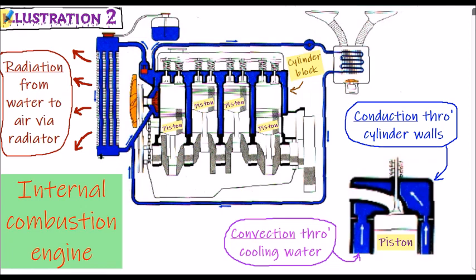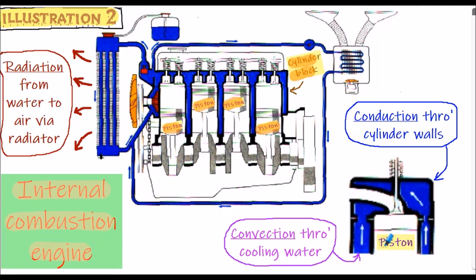And our final illustration, illustration 2, relates to the internal combustion engine, diagrammatically shown in the sketch. This is a 4-cylinder piston engine. Here are the 4 pistons at various stages of their cycle. This is the cylinder block, usually a cast iron block. And the main type of problem here for the engineer is to try and keep the engine cool. So we want to dissipate as much heat energy as we can.